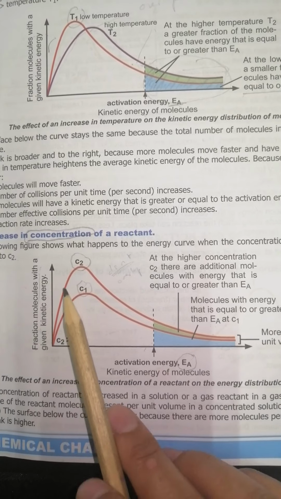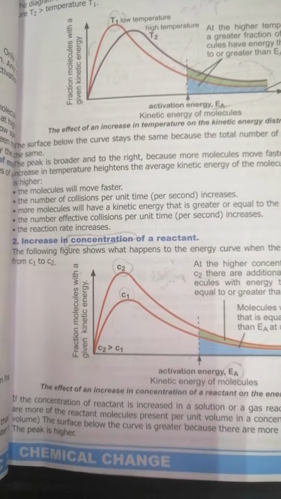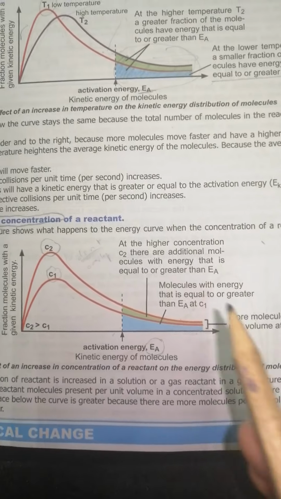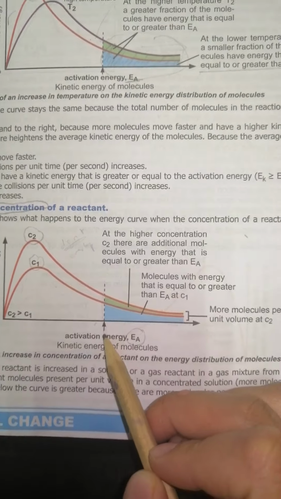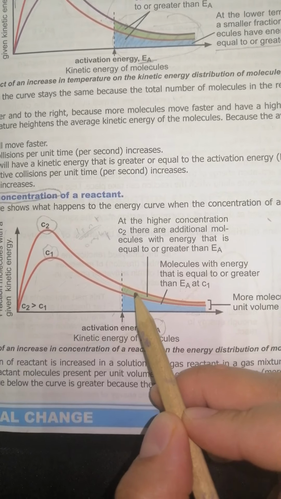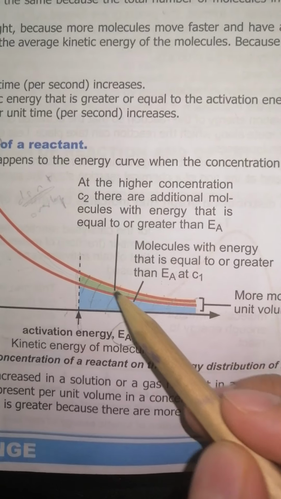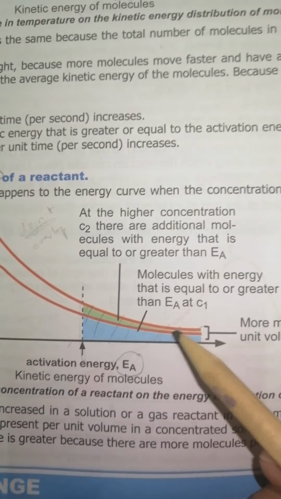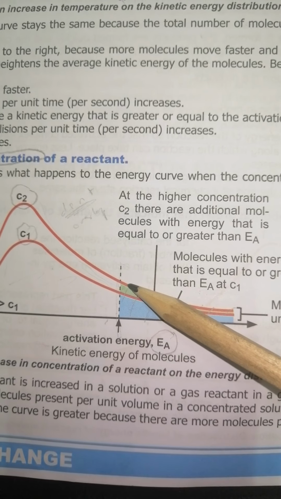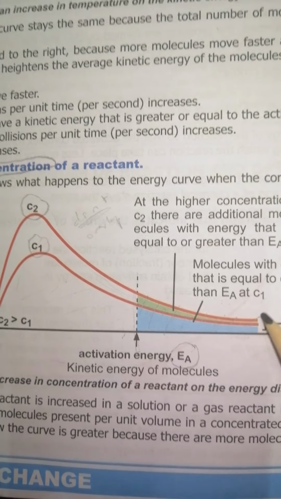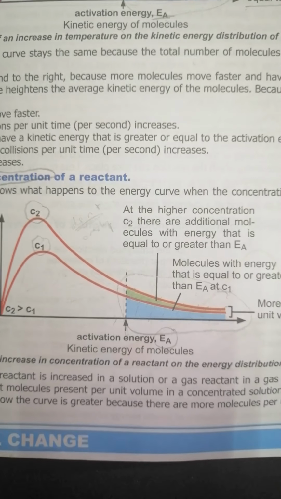Now the whole entire graph is going to be higher than the original graph because now you're dealing with more molecules instead of less. And because of that, if you're looking at the shaded part, which is at the right of activation energy, this area now is much bigger than the original one. So it's going to be this green part and this blue part together, which means because you increase concentration, there is more particles, so more particles will have enough kinetic energy. So this is why the area under this curve is greater, which means more particles will take part in the reaction.